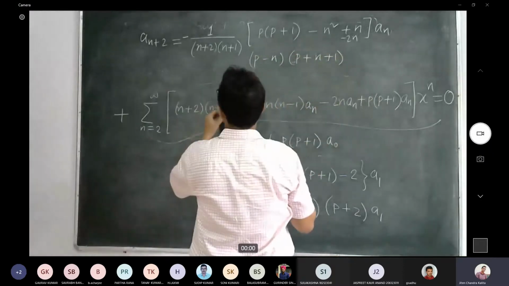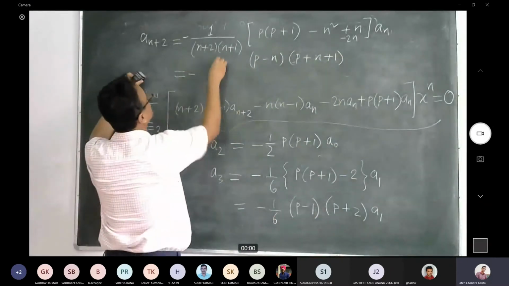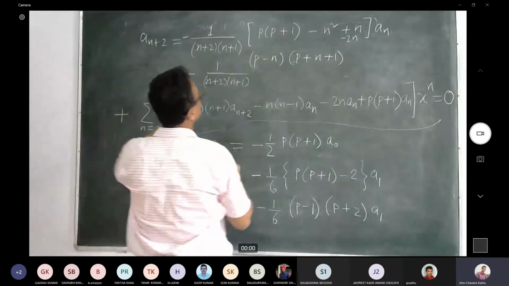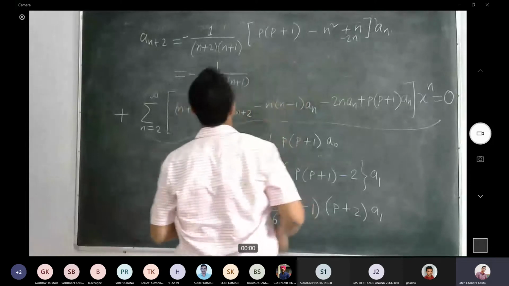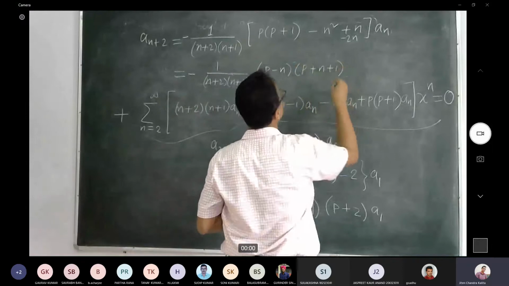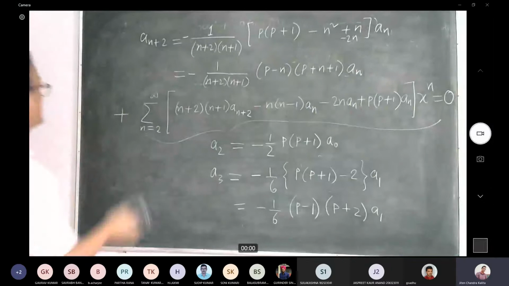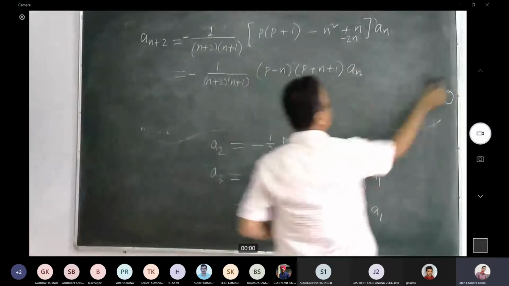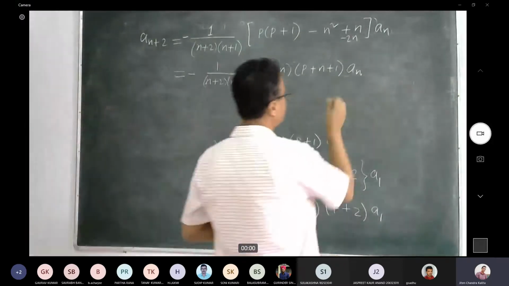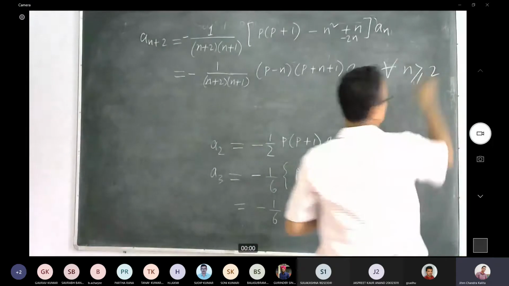Okay, so I'll simply substitute here. So a n plus 2 is equal to minus 1 by n plus 2, n plus 1, and then p minus n, p plus n plus 1 into a n. Okay, fine. So this is my recurrence formula. So I have everything now. And again, you have to write that this one is valid for all n greater than or equal to 2.